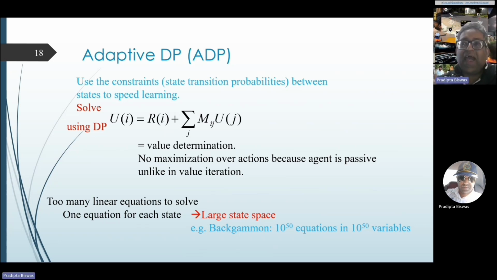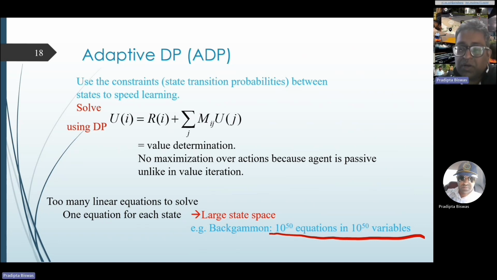The problem with this approach is that we have to learn the state transition probability matrix for the whole state space. In this particular example, where we have a 3x4 grid, that is fine. But if it is like chess or a practical example where you are flying a drone or moving a robot in a slightly larger workspace, learning the full state space becomes very difficult or sometimes impossible. For example, the backgammon game has 10 to the power 50 equations in 10 to the power 50 variables. So many states are there.